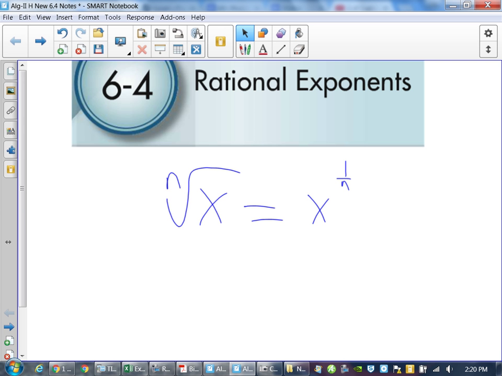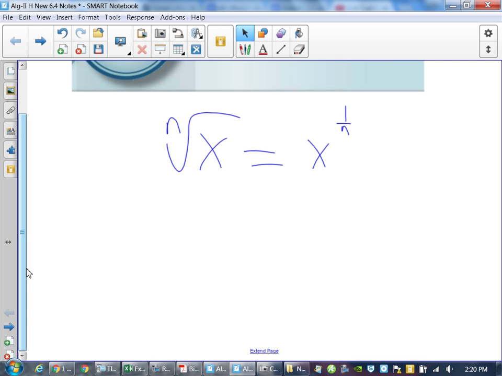Okay. Now, same thing goes for if I had, what happens if I have x to the m over n? My nth root is always going to be the denominator of my fractional exponent. The m part then would be what power it's raised to underneath the radical. For example, if I write x to the m over n, that would be the nth root of x to the m.